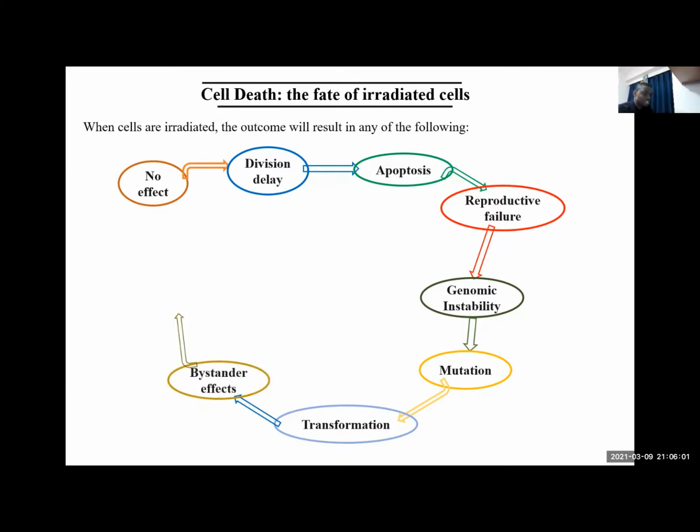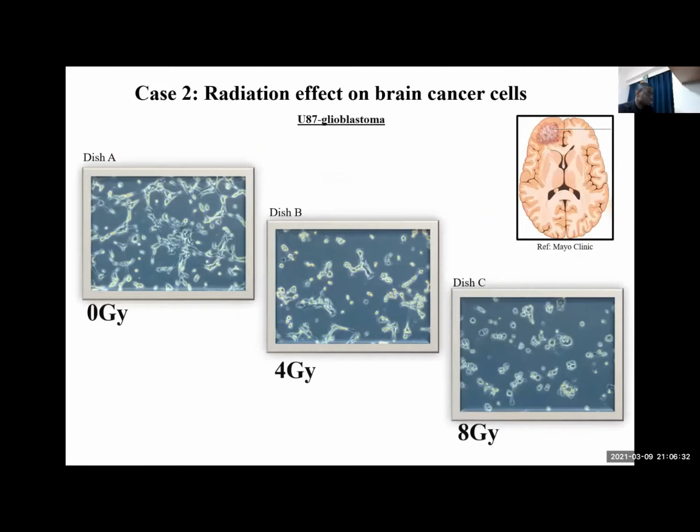And of course, we also have the bystander effect. This is when the irradiated cell can communicate to the non-irradiated cell and induce damage. This is a very good area of research. And of course, we have the adaptive responses. So either way, any cell that is irradiated will definitely receive one of these outcomes. And one of the most common forms of adaptive response, when the cell gets adapted to radiation and becomes resistant to radiation, is the brain cancer cell. Maybe one of them is glioblastoma, which I'm going to show in case 2.